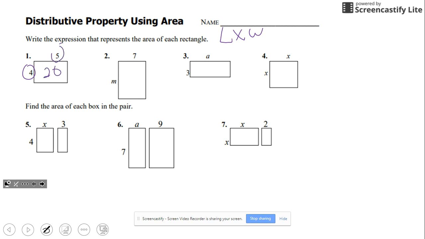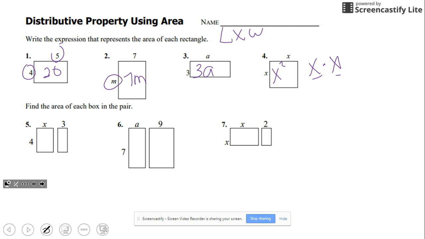For number 2, we have a variable here, m. We don't care what it is. We just want to write the area. So you would do 7 times m, which is just 7m. Here for number 3, we have 3 times a, so it's going to be 3a. And number 4 is a little tricky. We have 2 x's, so it's technically x times x. And since there's 2 of them, repeating multiplication, we use exponents, so it would just be x squared.